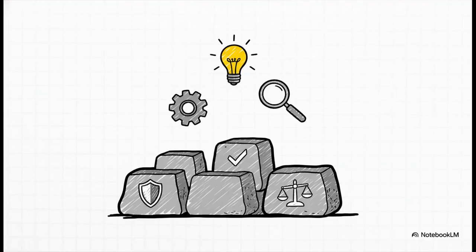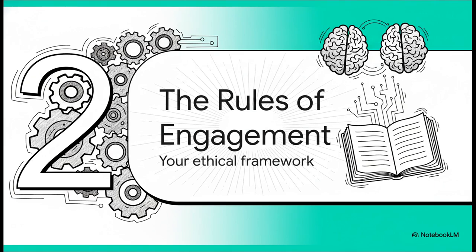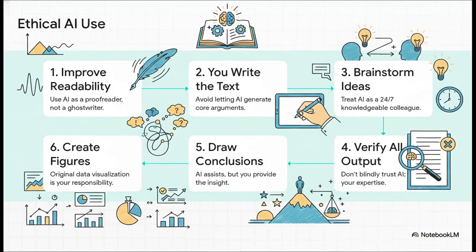Okay, but before we get to all the cool tools and tricks, we really have to lay down an ethical foundation. Seriously, these rules are non-negotiable if you want to maintain your academic integrity, and they're going to guide everything else we talk about. Which brings us to Section 2, the rules of engagement. I want you to think of these as like the essential commandments for using AI responsibly in your research. Okay, so here they are.